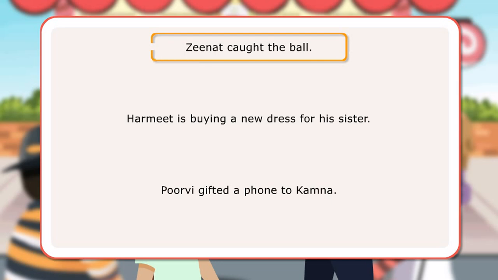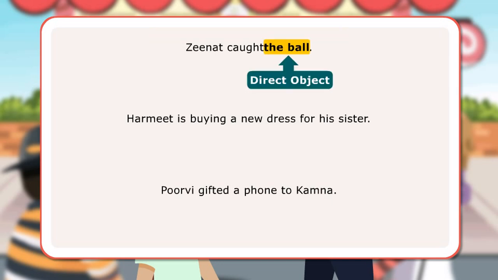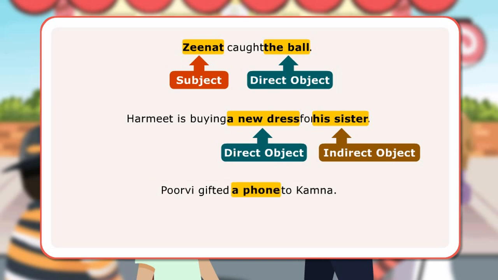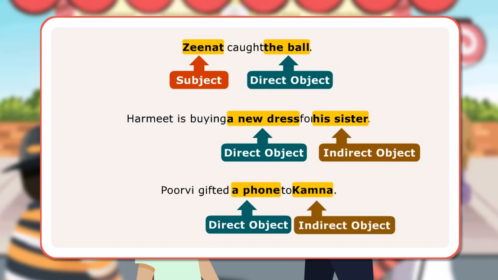In the first sentence, the ball is the direct object since it is the direct receiver of the action performed by the subject Zeenat. In the next sentence, a new dress is the direct object of the verb and his sister is the indirect object as it answers the question for whom. In the third sentence, a phone is the direct object as it answers the question what, and Kamna is the indirect object as it answers the question for whom.